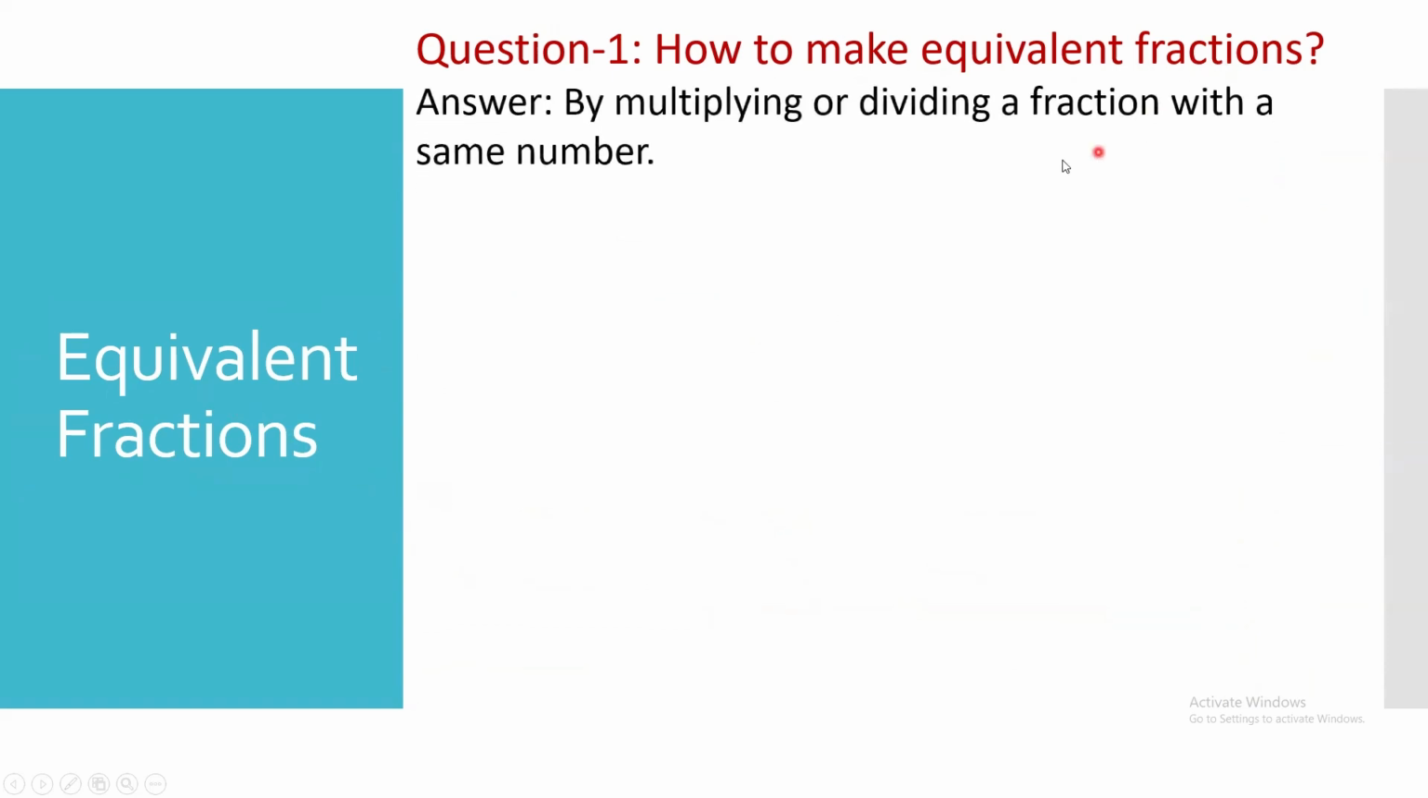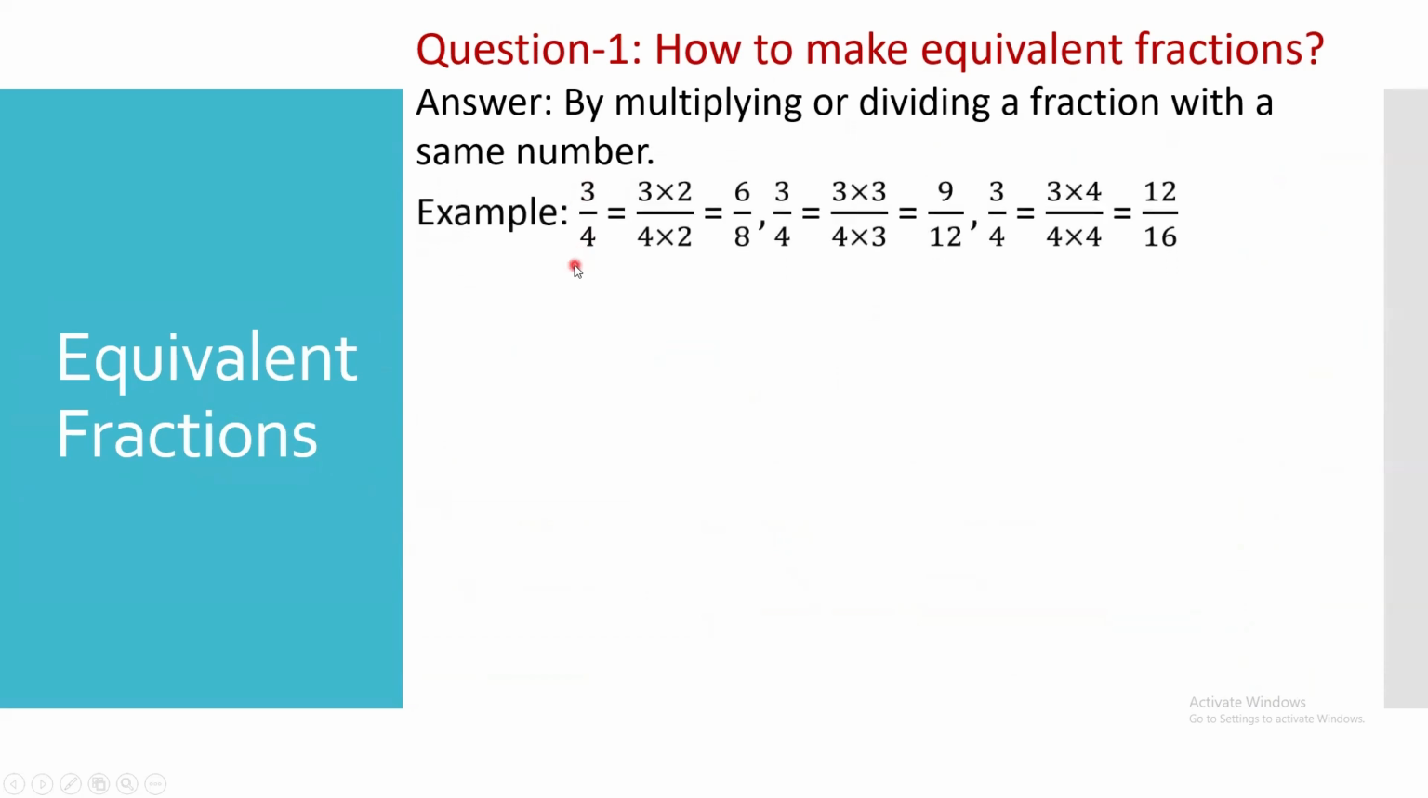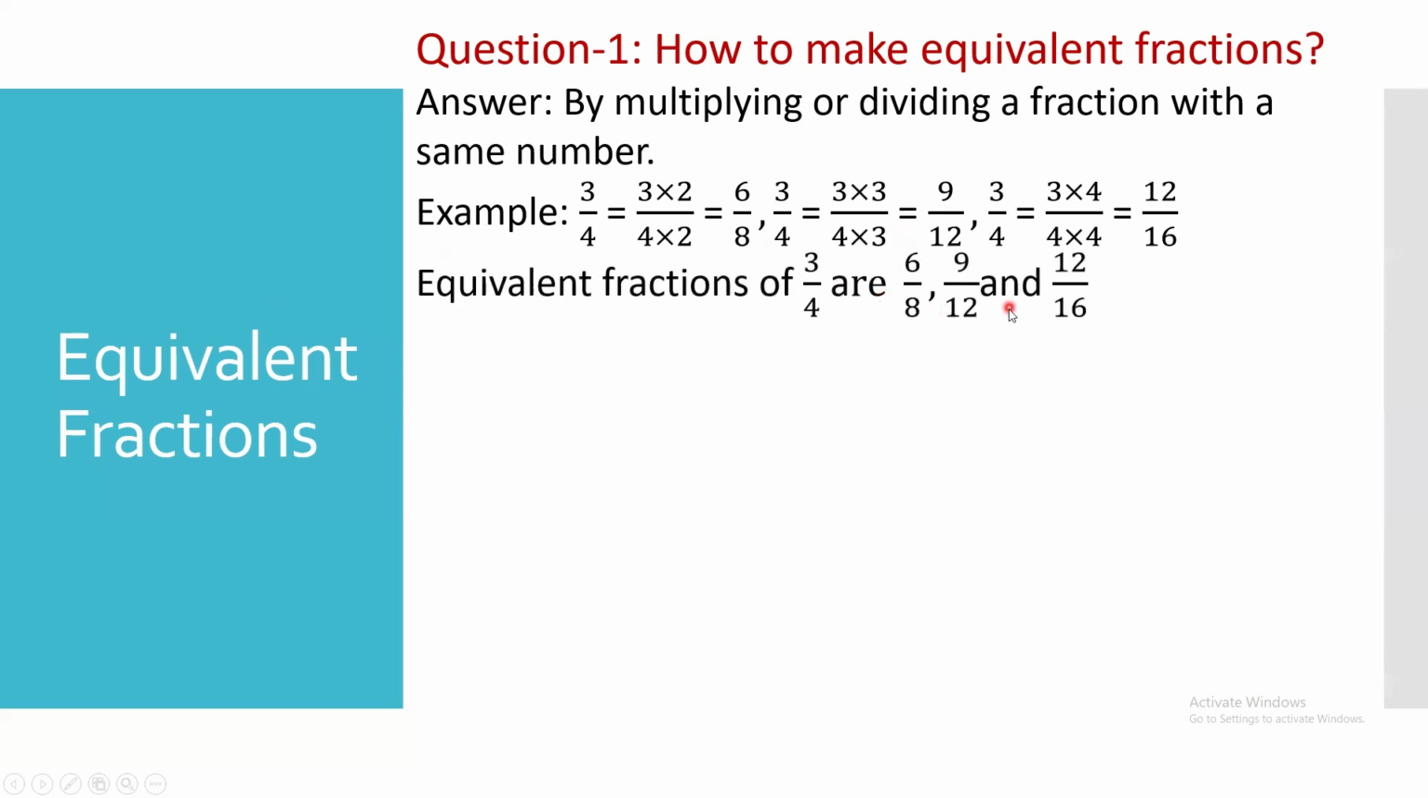Now, I said earlier that I will discuss equivalent fractions, two important tasks. First, how to make equivalent fractions. By multiplying or dividing a fraction by the same number, we can produce equivalent fractions. Here is an example, 3 by 4. If you multiply 3 and 4 by the same number 2, you will get 6 by 8. If you multiply this 3 by 4 by 3 and 3, the same number, you get 9 by 12. And if you multiply this 3 by 4 by the same number 4, you will get 12 by 16.